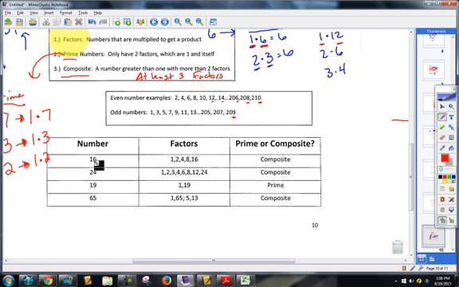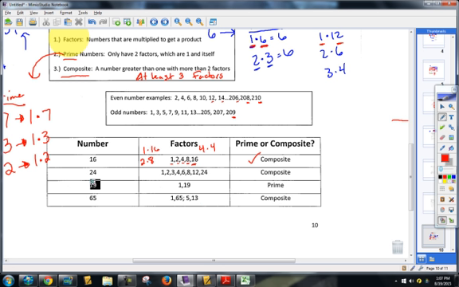Okay? So here, I know that 16 is a composite number because I can do 1 times 16, 2 times 8, and 4 times 4. Because of that, I know it has to be composite because it has more than 2 factors. It has at least 3. Now this one happens to have 5 total factors because it has 1, 2, 4, and 8, and 16. Sorry, it has 5 factors.